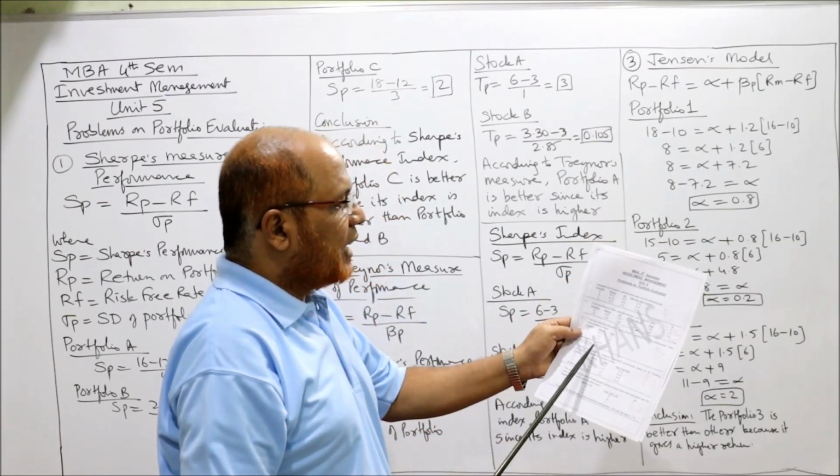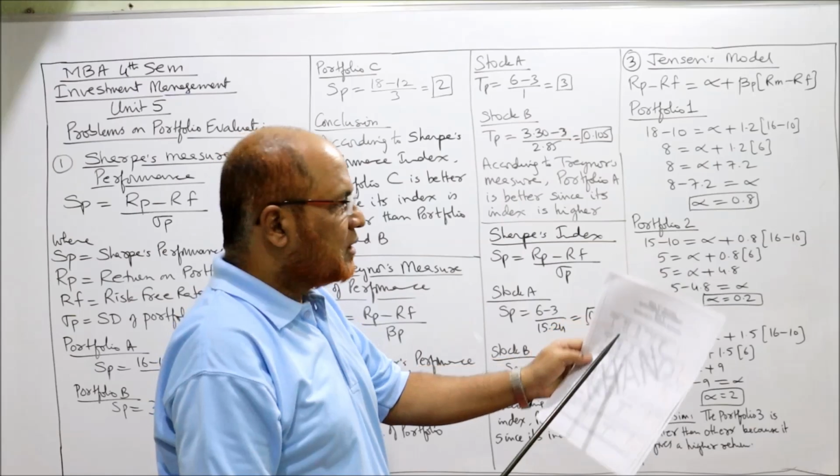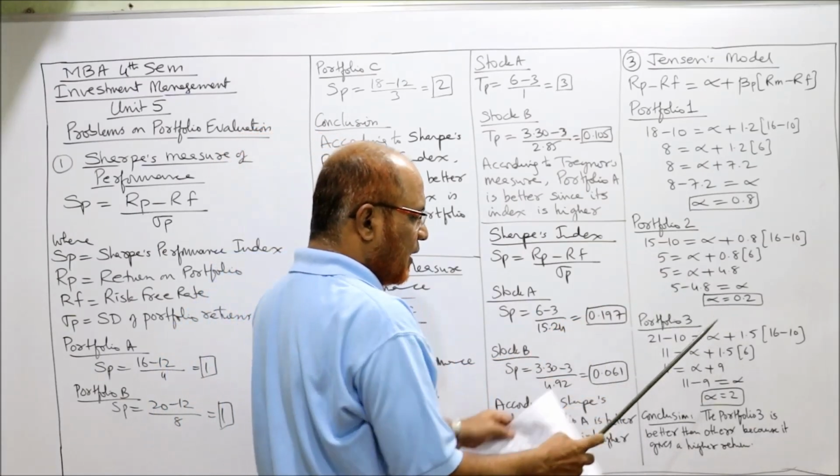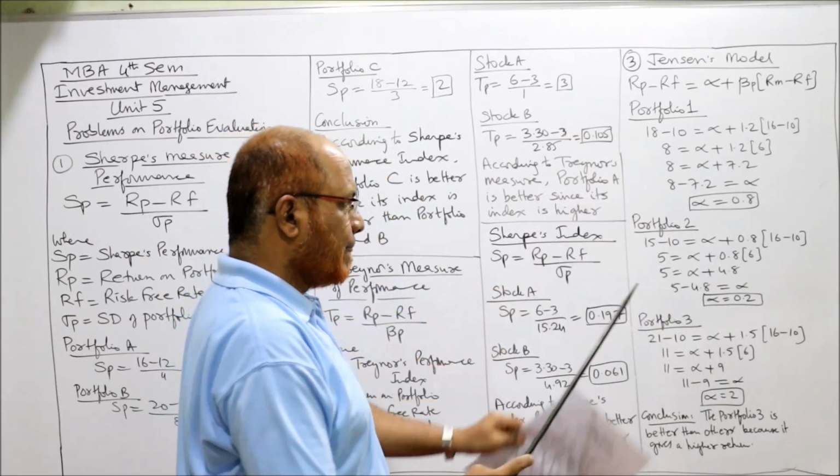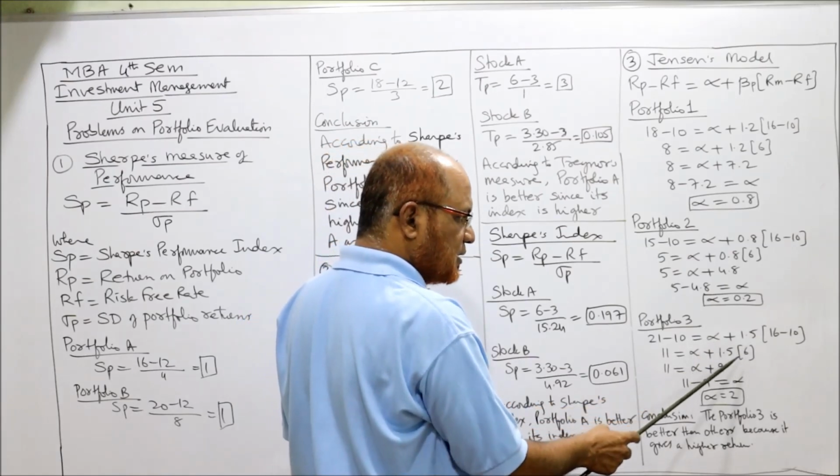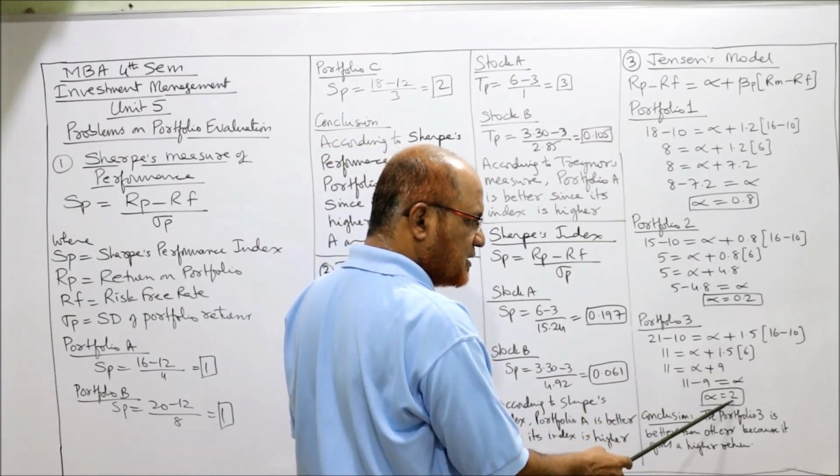Now portfolio 3, return is 21%. 21 minus 10 is equal to alpha. Beta value is 1.5. 1.5 into 6, so 9. 11 minus 9, alpha is equal to 2.